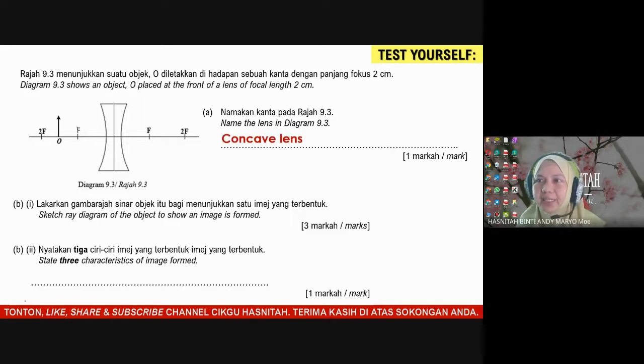Okay, students. Question B, they ask you to sketch a ray diagram of the object to show an image formed. So 3 marks for the drawing. And then later, 1 mark they ask you to state 3 characteristics of the image formed. To draw the ray diagram, you can apply any 2 of the 3 rules.